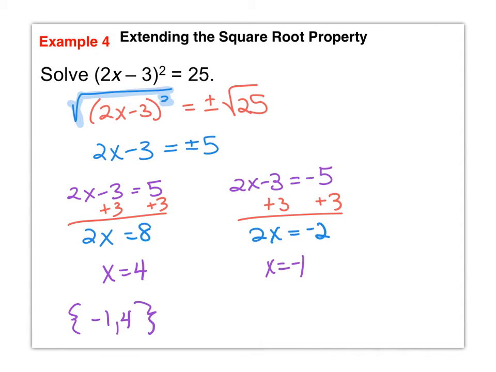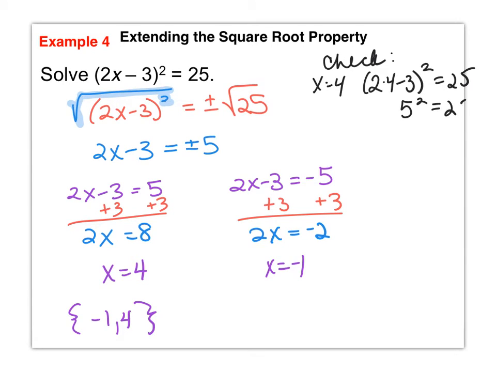You do need to check both of those in the original equation. Let's do our check step over here. When you check for x equals 4, plug that into the original equation. You get 2 times 4 minus 3, that quantity squared. Does that equal 25? Well, 2 times 4 is 8, and 8 minus 3 is 5, so 5 squared does equal 25. Let's go ahead and check x equals negative 1.